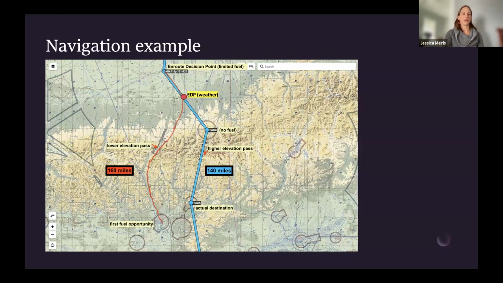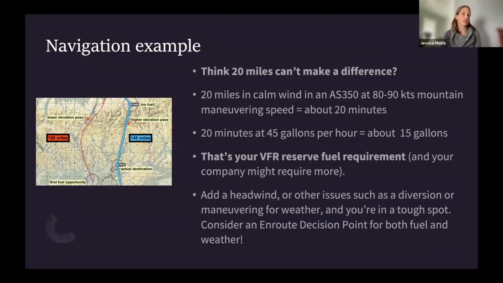The difference here is that it was about 20 miles when it was all said and done to get to my first fuel opportunity, which you see there on the left screen. And you might be thinking, well, what's 20 miles? 20 miles can actually make a big difference, especially in the mountains. And you see the math here. I was flying an AS350 at 80 to 90 knots, which ended up being about 20 minutes of extra time, which is 15 gallons in the A-Star. And that was my VFR fuel reserve requirement right there.